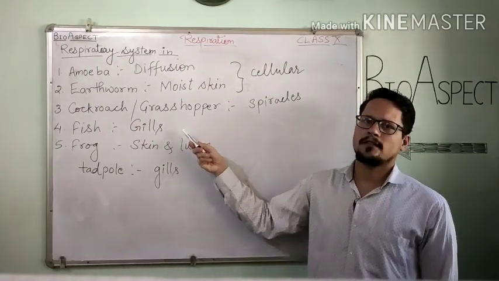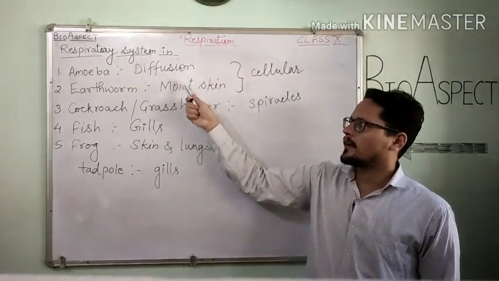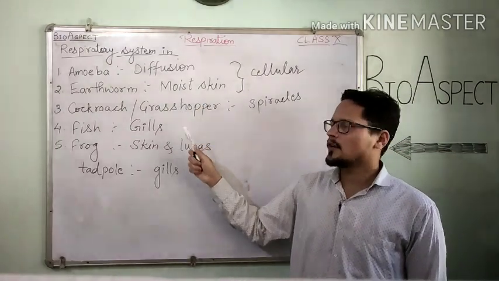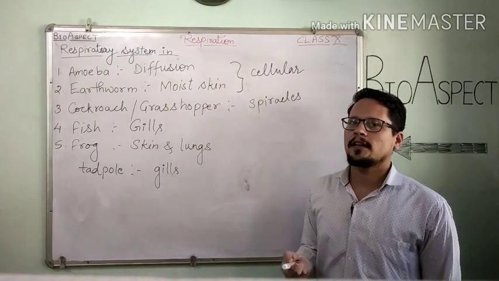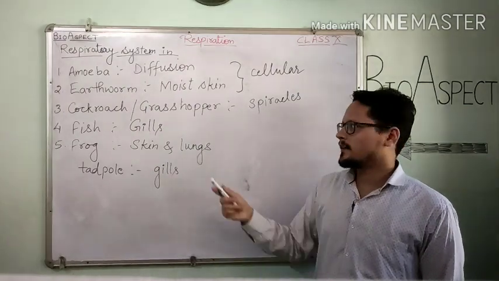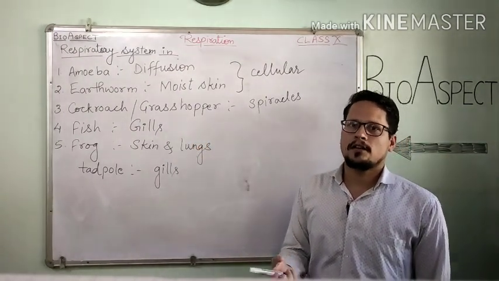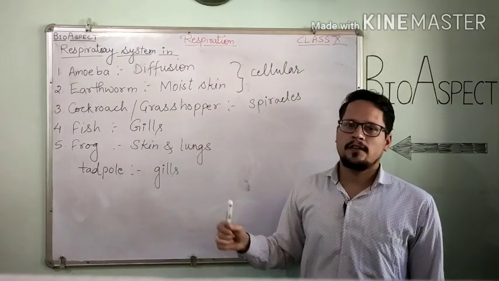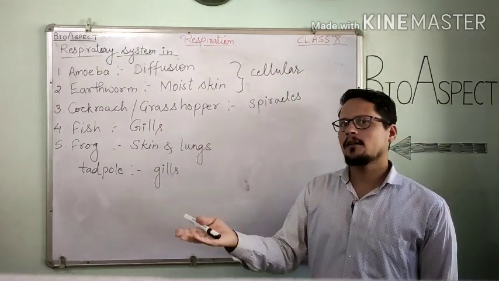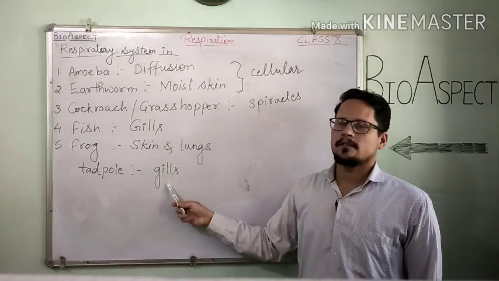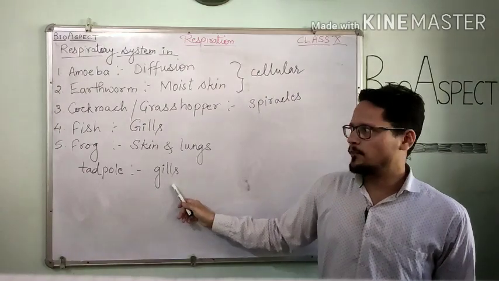Oxygen is utilized by the cells, then carbon dioxide is released and it reaches the gills. The water contains this carbon dioxide and the fish gives it out through their mouth. The same procedure is followed by the tadpole.